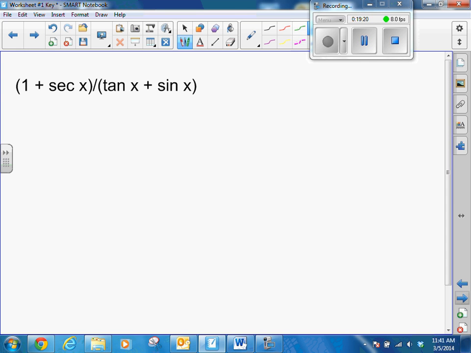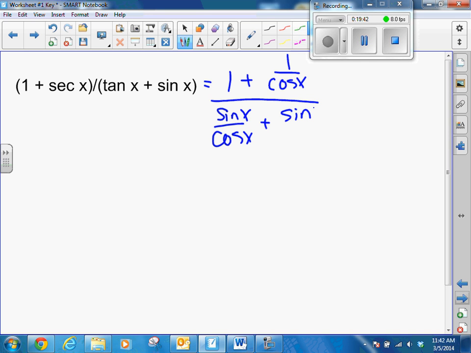Simplify. So 1 plus secant. I could do 1 plus 1 over cosine. Let's just try that. We'll see if it'll help us. Divided by sine over cosine plus sine. Okay.